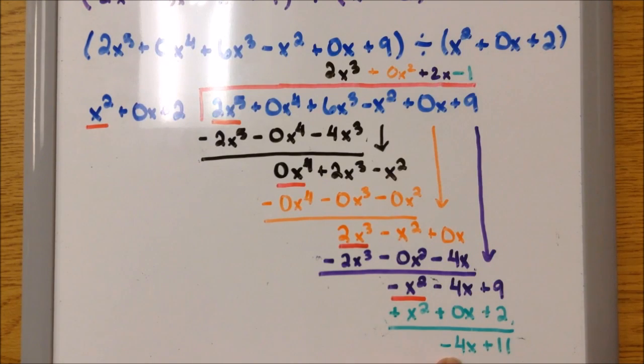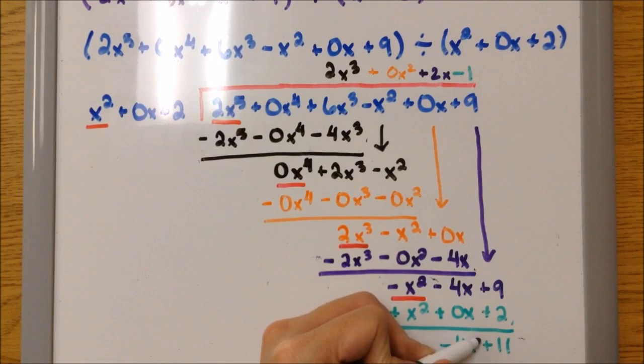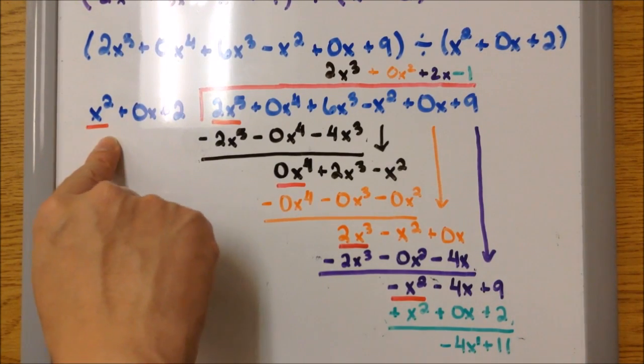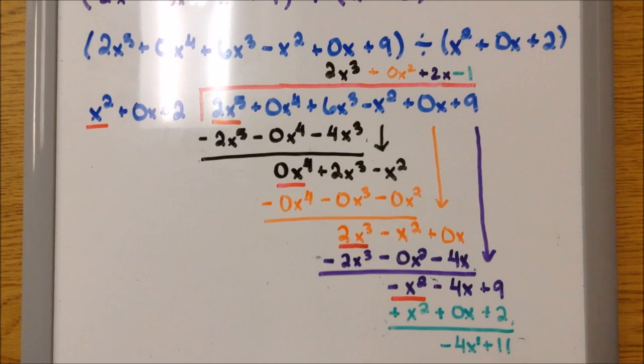This negative 4x, if we look at the degree or the exponent, it's to the 1 power. It's less than this. So that means, right here to visually see, since it's less than our divisor, that means we can stop. This is our remainder. Alright.